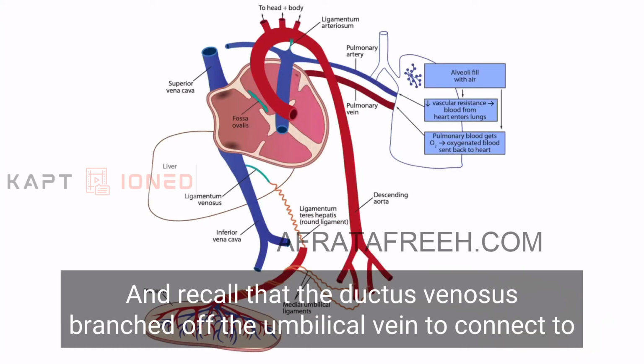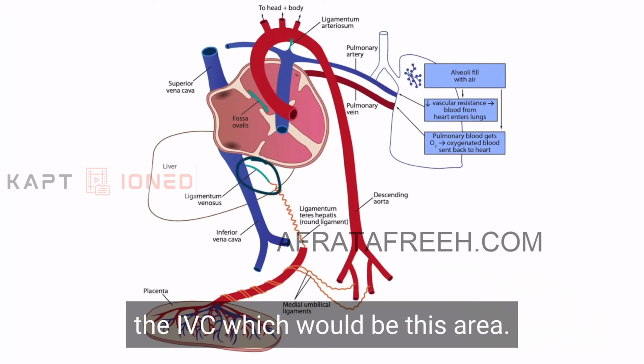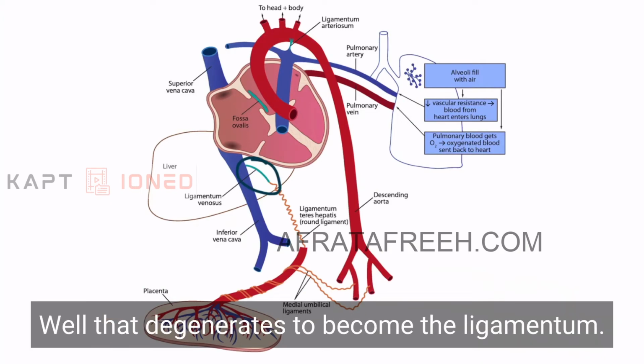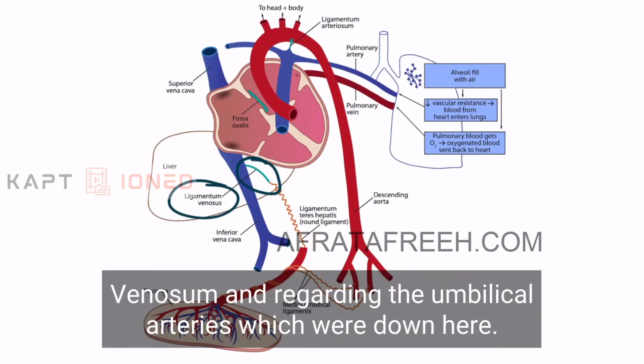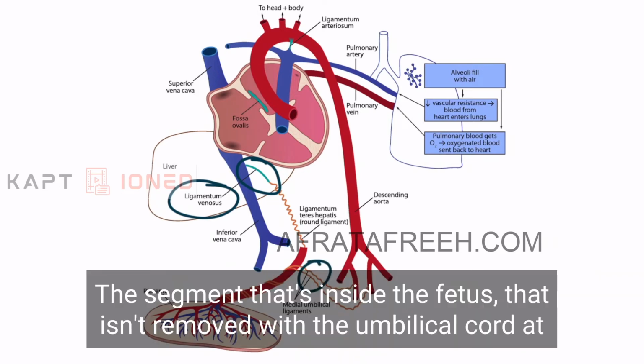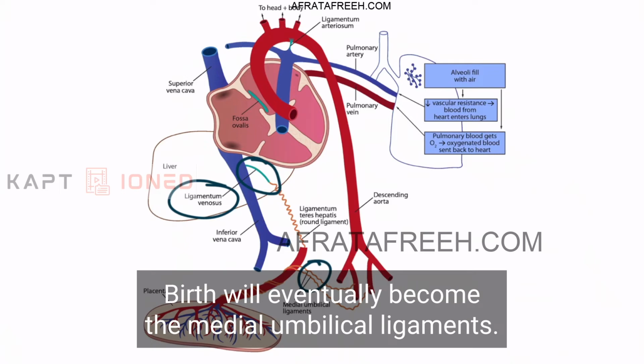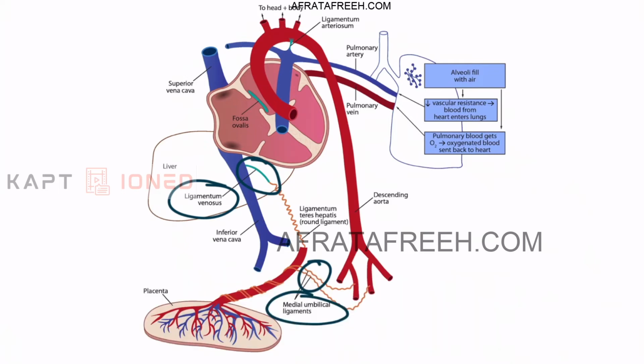And recall that the ductus venosus branched off the umbilical vein to connect to the IVC, which would be this area. Well, that degenerates to become the ligamentum venosum. And regarding the umbilical arteries, which were down here, the segment that's inside the fetus that isn't removed with the umbilical cord at birth will eventually become the medial umbilical ligaments.